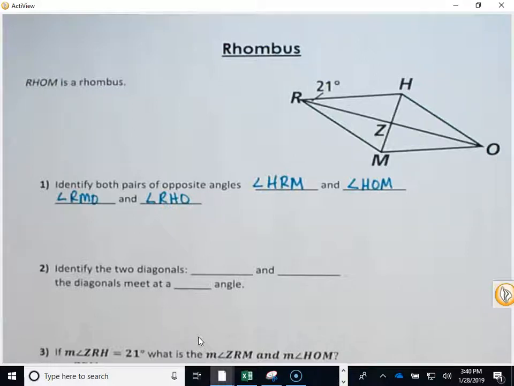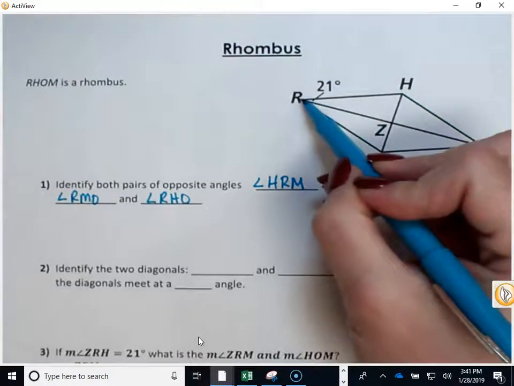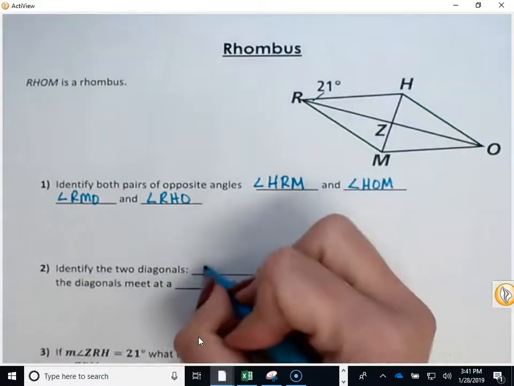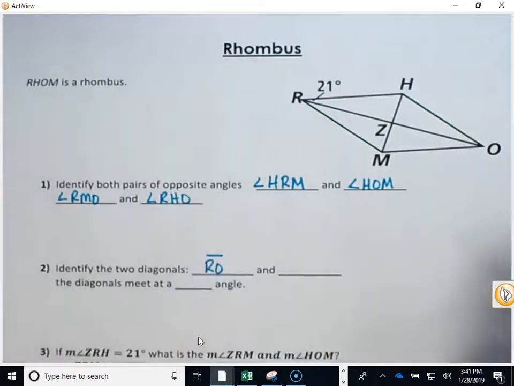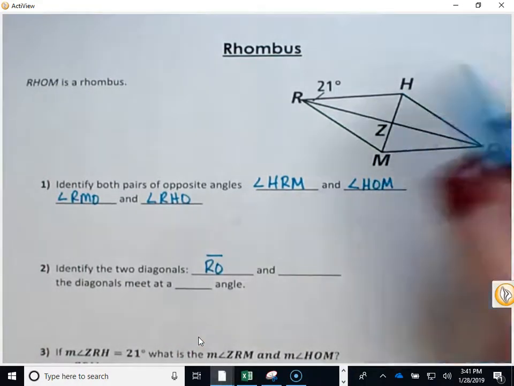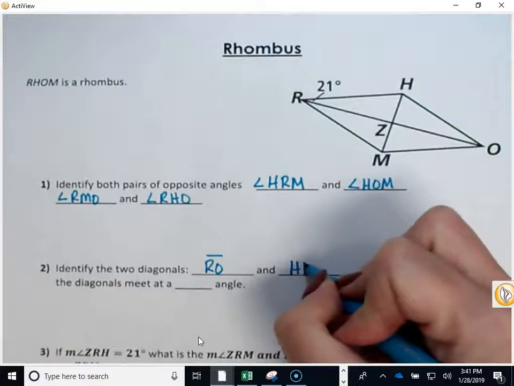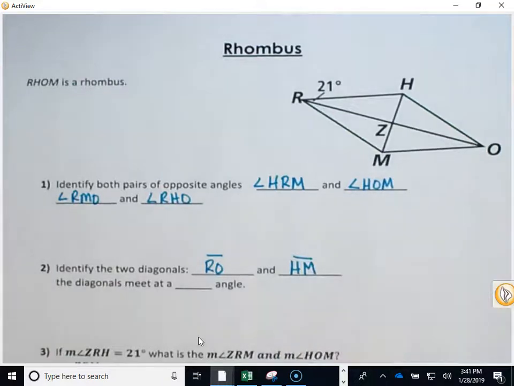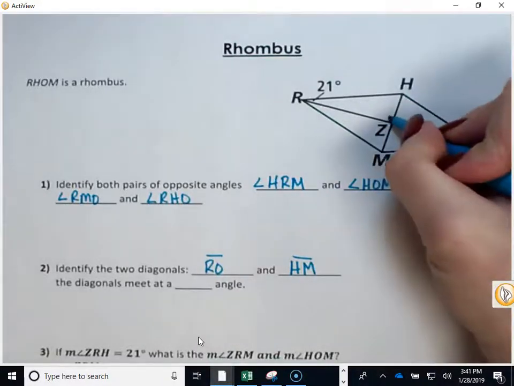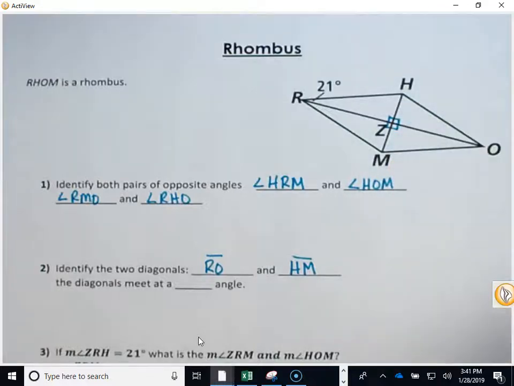The next question asks us to identify the 2 diagonals. So one of my diagonals is from R to O. So that's segment RO. And my other diagonal is HM, segment HM. And the diagonals meet, again, at a 90-degree angle. Just like the kite, the diagonals of a rhombus meet at 90-degree angles.